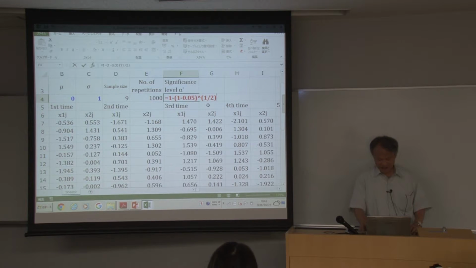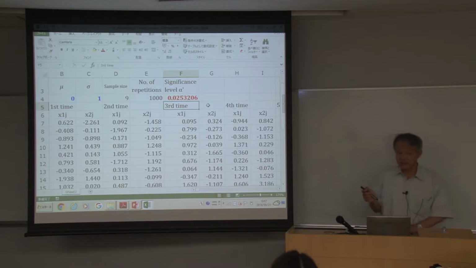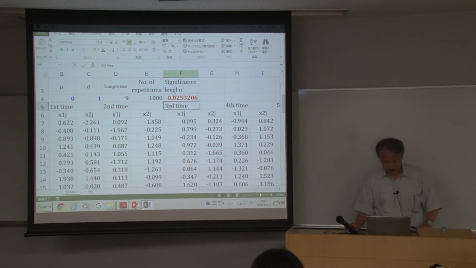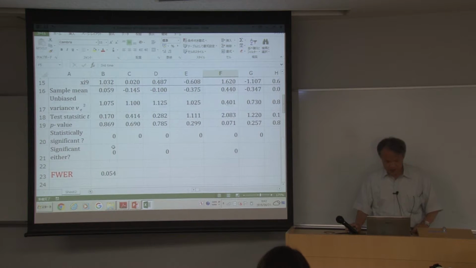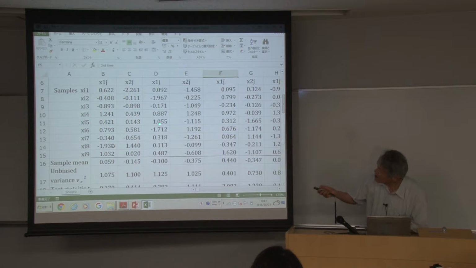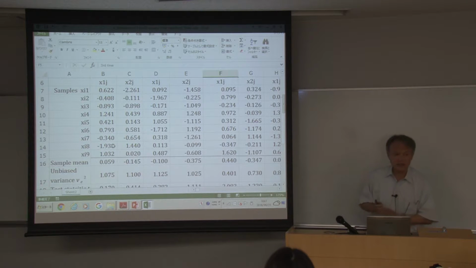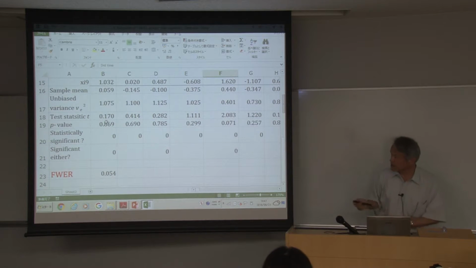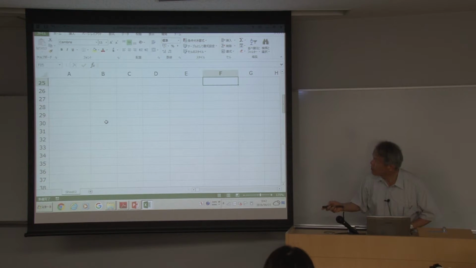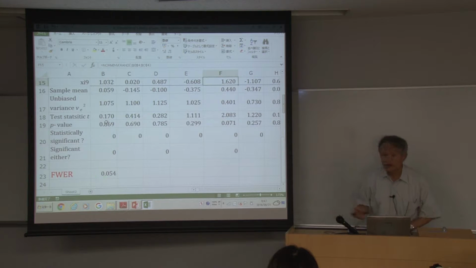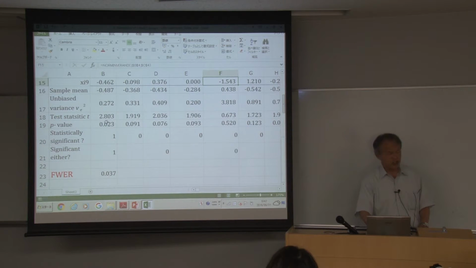Okay, and then this corrected significance level is applied to each t-test. There are 2 groups. So, for example, here, there are 2 groups. And in each t-test, that corrected significance level is applied. So the FWER here, the average value becomes 0.05.